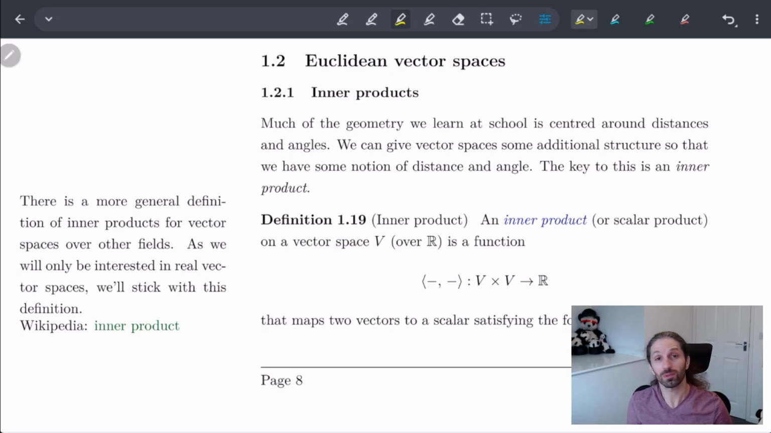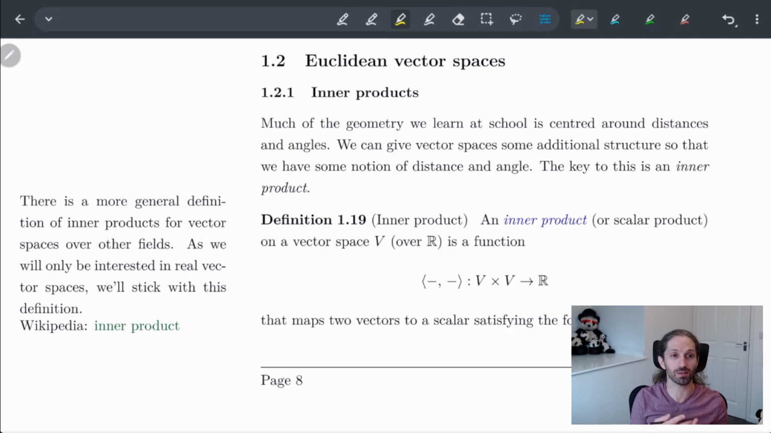So much of the geometry we learned in school is centered around distances and angles. I don't know 100% how it worked here in England, but at least in the US, we were learning about triangles and how one triangle is similar to another triangle, and stuff like that, right? Like what's the angle between two things, sine, cosine, and how far things are from one another. So we're going to try to replicate that in an arbitrary vector space. And for us, the key to this is going to be something called the inner product.